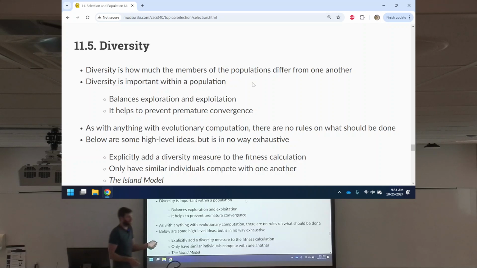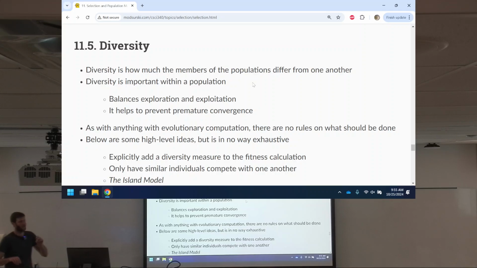In novelty search, they throw fitness out the window and they do basically everything on novelty. I mean, they're working with special problems where that's workable, but it's really interesting nonetheless. So yeah, diversity is important in the population. It balances exploration and exploitation. It helps prevent premature convergence.